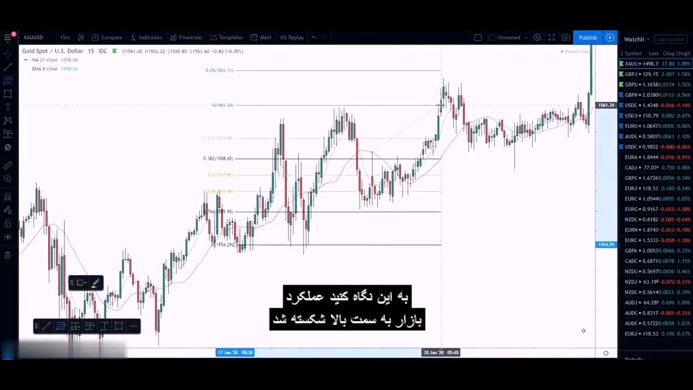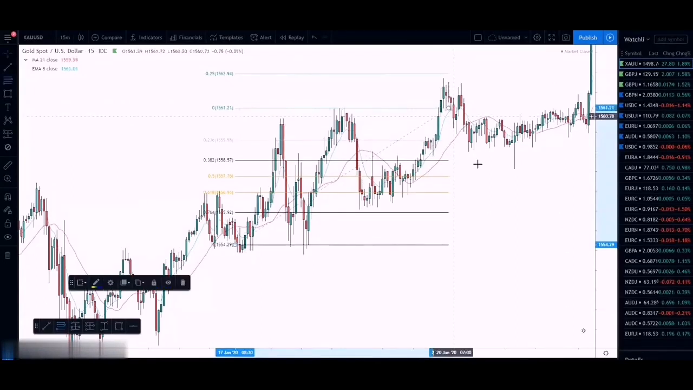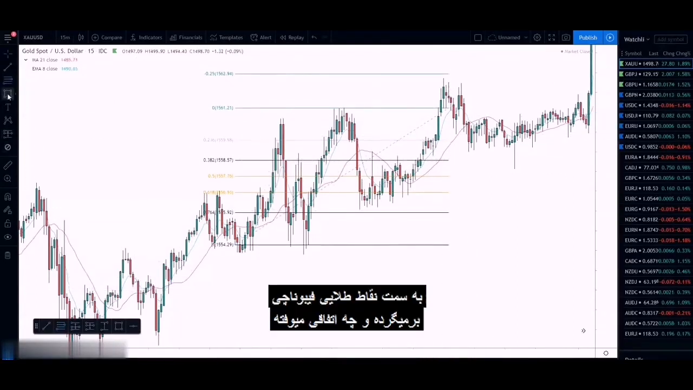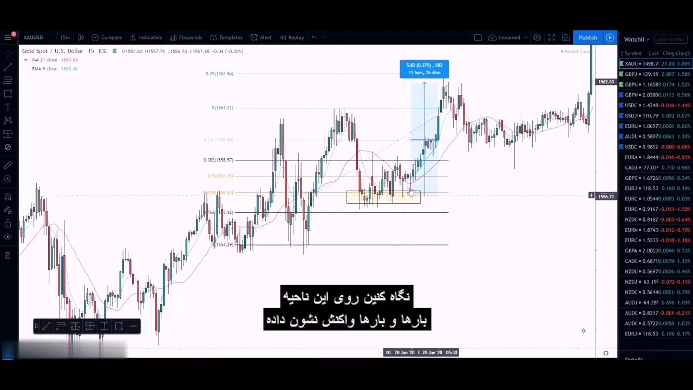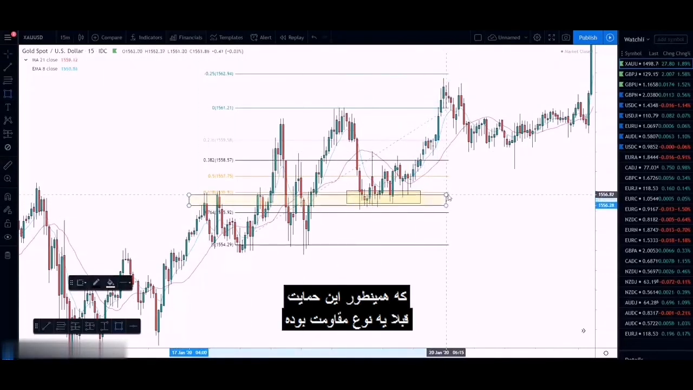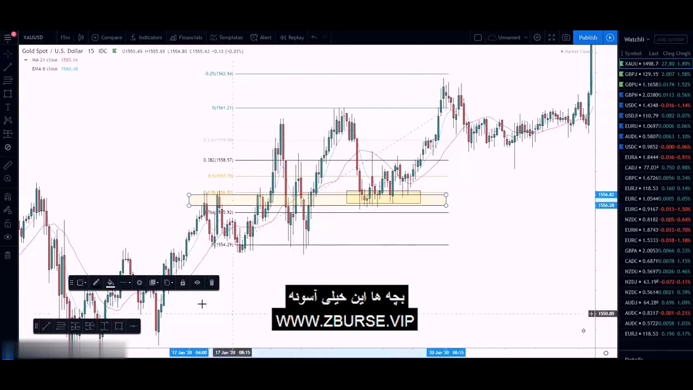Market structure broke to the upside. Rejections near that gold zone. And what happened? Boom! 50 plus pips. Just skyrocketed. Rejected that zone over and over again. And not only that, look at this. You're also on some support that used to be resistance. Shot straight up.